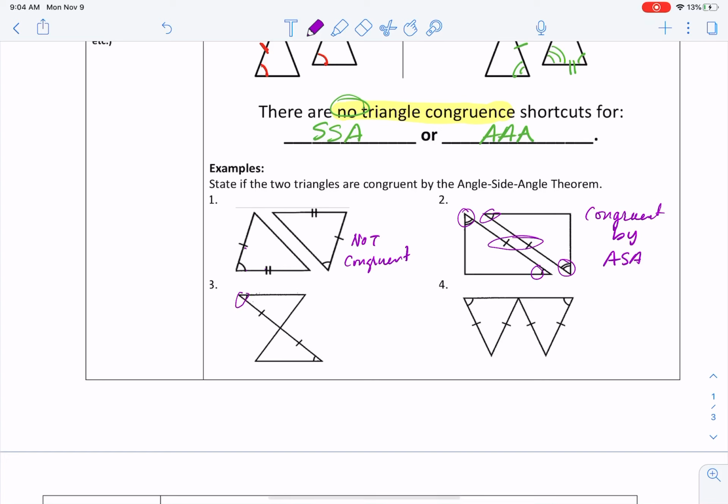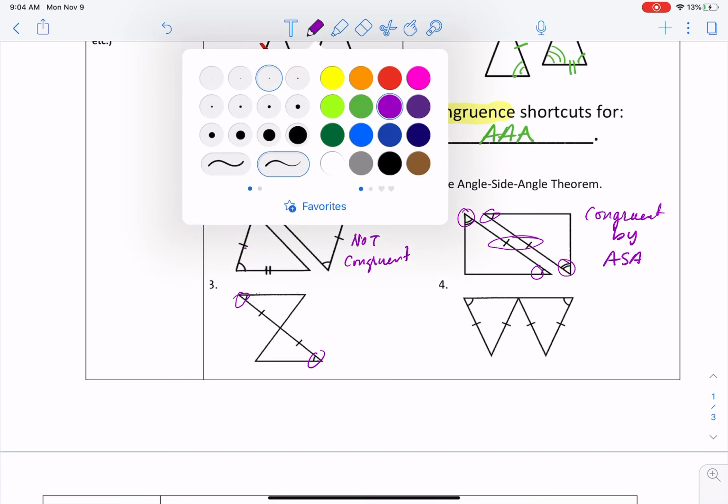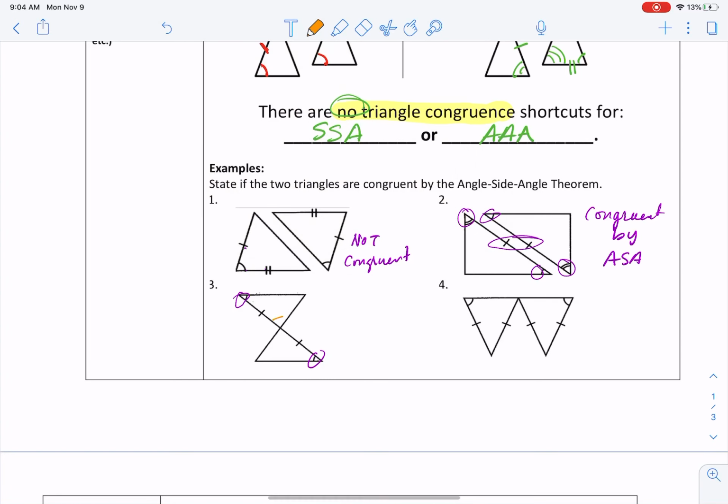Number three only indicates one angle, but I know something about those angles. I know that they're vertical, which makes them congruent. So now I have angle, side, angle. So I can say that this is congruent by angle, side, angle.